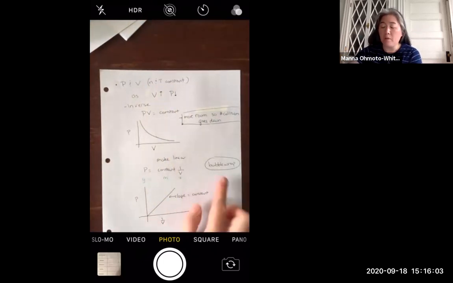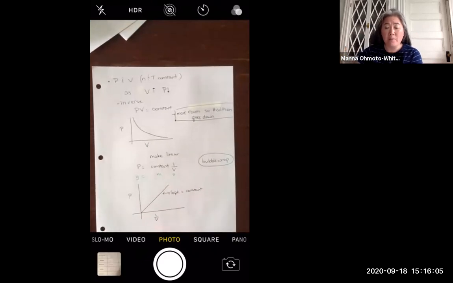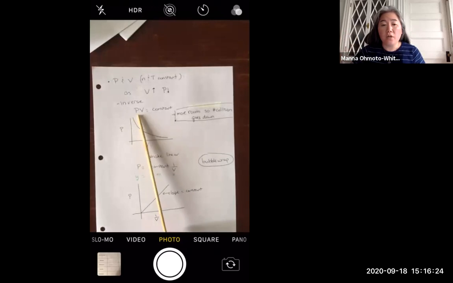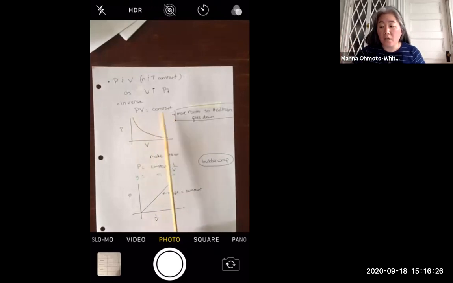So an example is bubble wrap. If I have bubble wrap, and we all love bubble wrap, if I decrease the volume, then the pressure increases. Or if I pull it apart, the pressure decreases. So it's an inverse relationship. Mathematically speaking, we express inverse relationships as the two variables multiplied together equaling a constant. And the graph of this inverse relationship is a hyperbola-like curve.